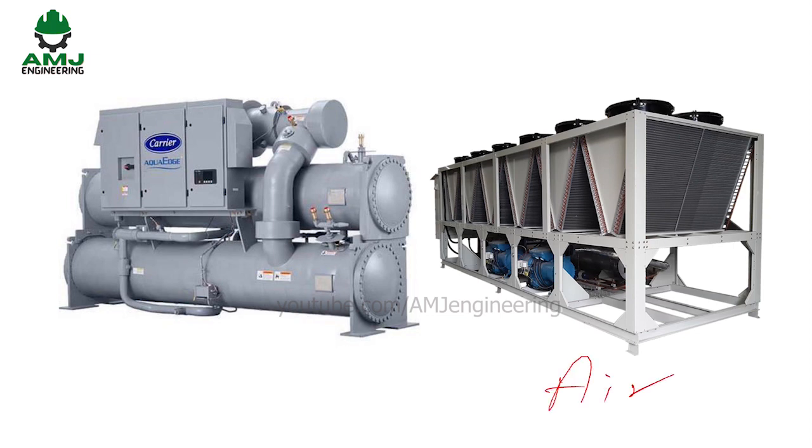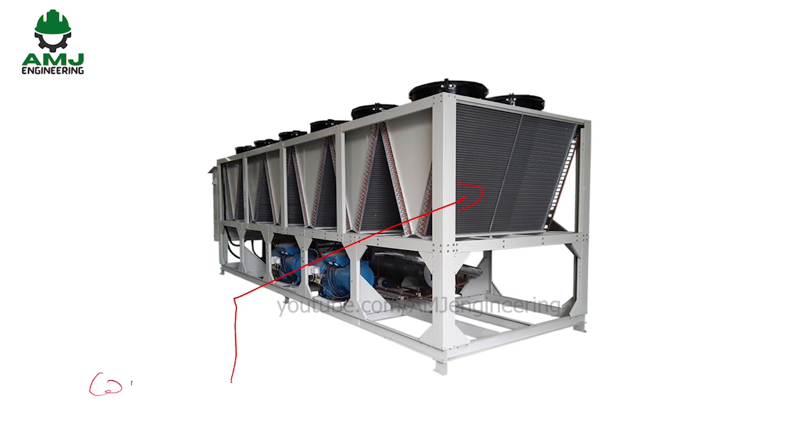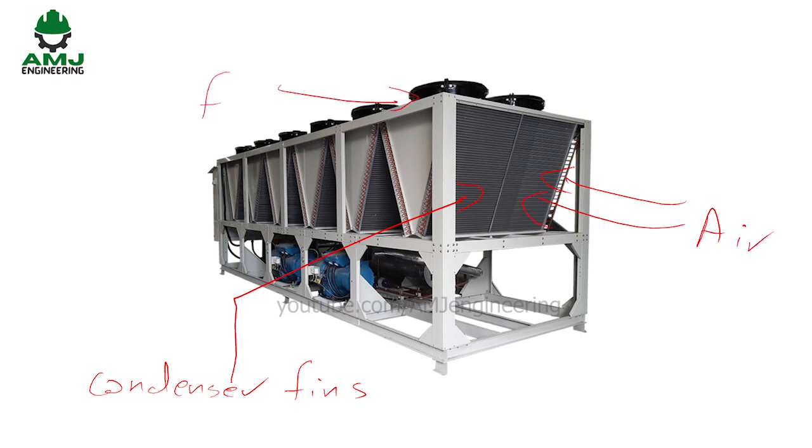When talking about air-cooled versus water-cooled chillers, we are referring to the type of condenser selected. Air-cooled chillers have condensers that use ambient air to cool hot refrigerant. A fan blows ambient air through the fins and over the outside of the tubes, cooling the refrigerant flowing inside. The excess heat is released to the air.